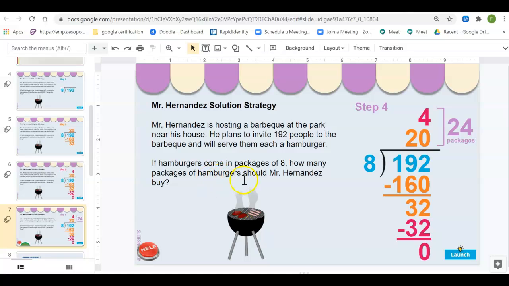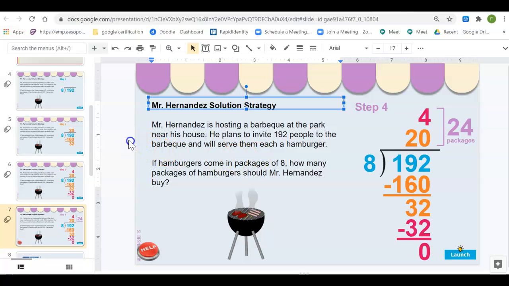So how many packages of hamburgers should Mr. Hernandez buy? The answer is 24. 24 packages is what he should buy. So again, our problem here was 192 divided by 8 using expanded notation.